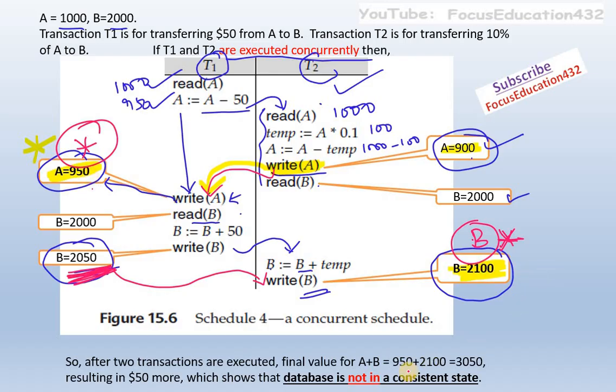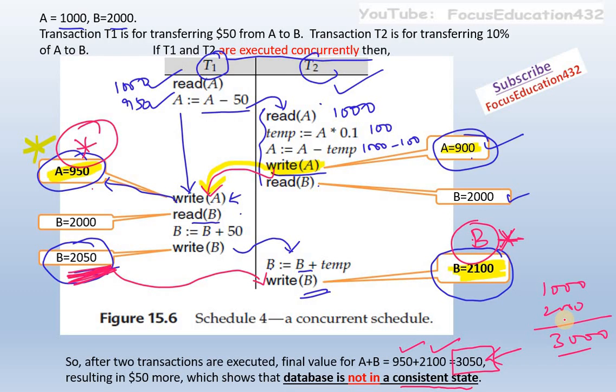So if you add 2100 and 950, what is the sum here? 3050. But what should it be? It is initially 1000 plus 2000. So at the end of the transaction, it should be 3000 only. But what is the database state here? 3050. That means the database is now not in a consistent state. That means it is showing incorrect values. Why did this happen? Because T1 and T2 are executed concurrently. So the database is showing incorrect values, or it is not in a consistent state.